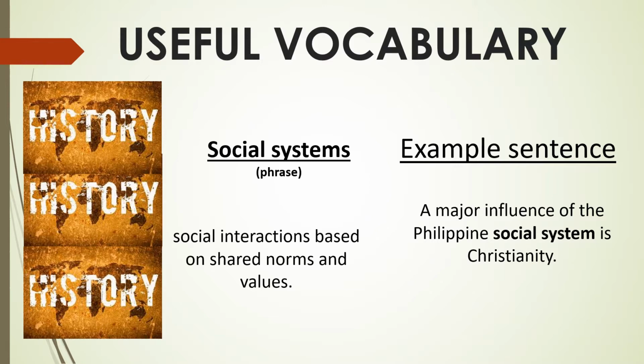So for example, we grow up in a family with common norms and values. What are those norms? Norms are the practices and the beliefs, and the values are what we think are the behavior that is acceptable in a particular society or community. So those are the values. So again, a social system is interactions based on shared norms and values.